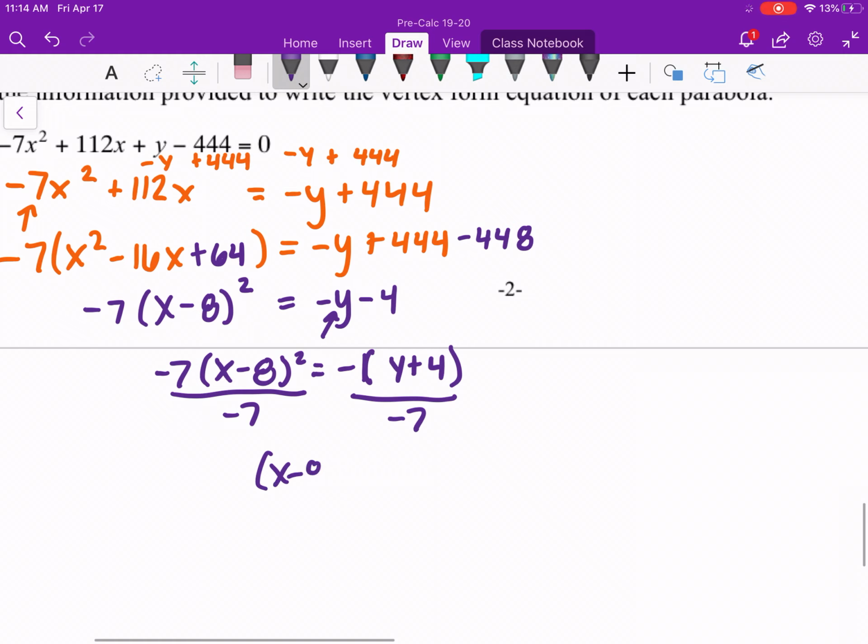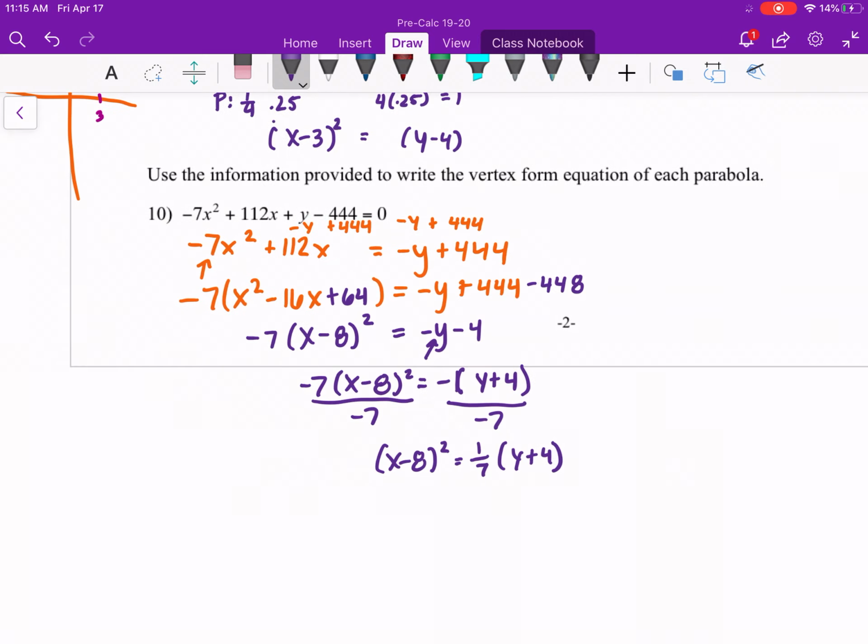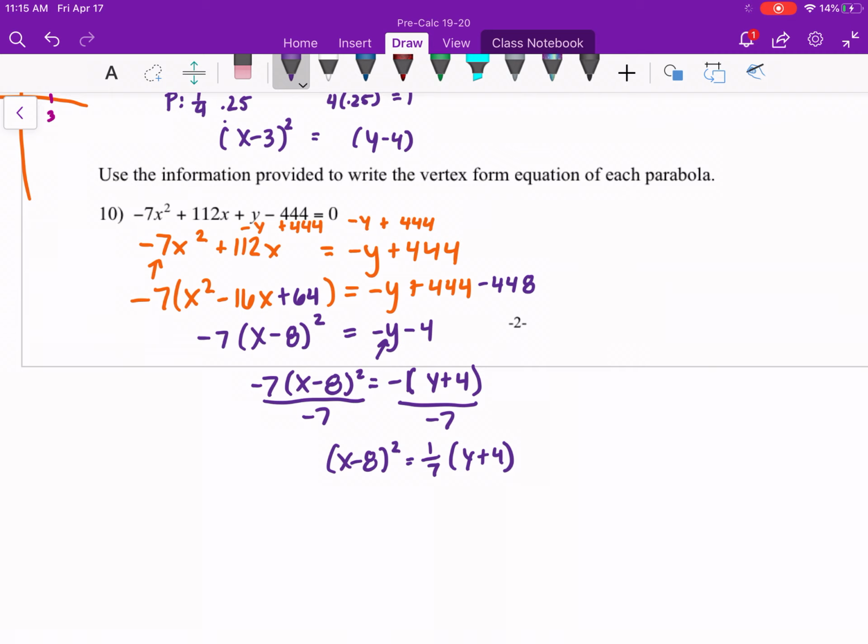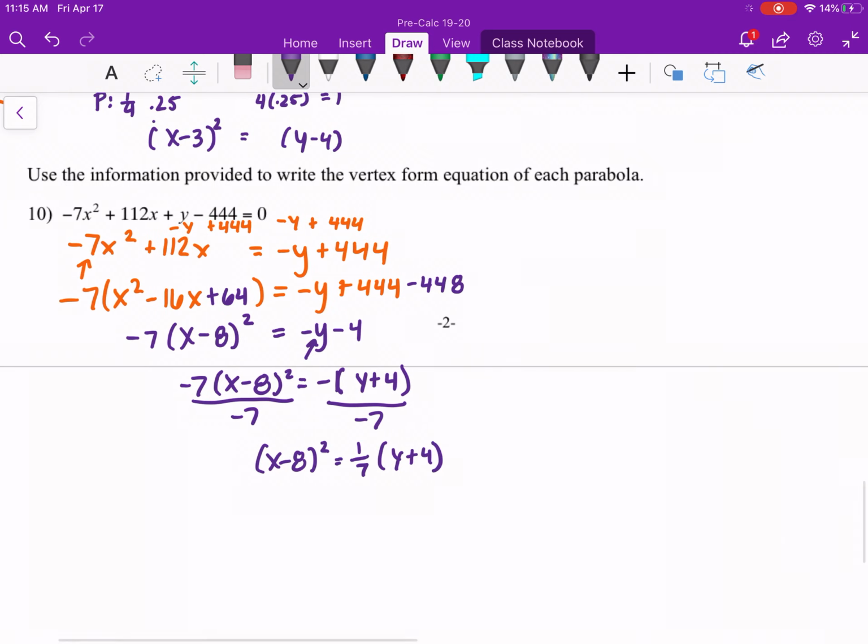And then I've got x minus 8 squared. And then here's what I would do just to clean it up and really make it look like the most correct version that we're used to, is the negatives would cancel out, and I would just call this 1/7 as a coefficient, y plus 4. And that's what I'm looking for when I divide both sides by 7. Now that really, again, looks like what we're used to. You've got the squared on one side, and then that 1/7 is like that 4p coefficient. And that is your beautiful completing the square on vertex form.